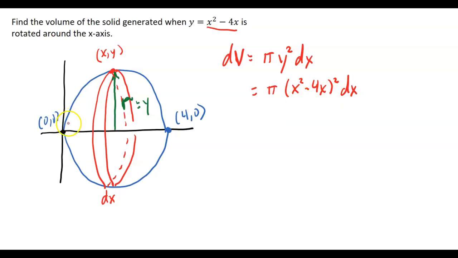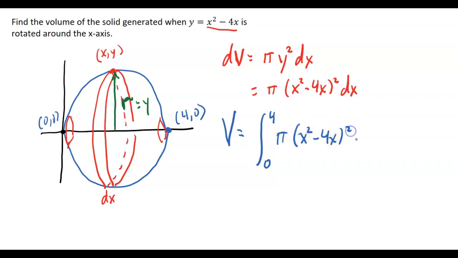Okay, so we're starting our disks at (0, 0), and we're stopping our disks at (4, 0). So that means that the volume of the total object is the integral from 0 to 4 of pi (x squared minus 4x) squared dx. And I will move that pi in front. We could multiply that out and take the antiderivative of each individual term, but let's use our calculator, okay?